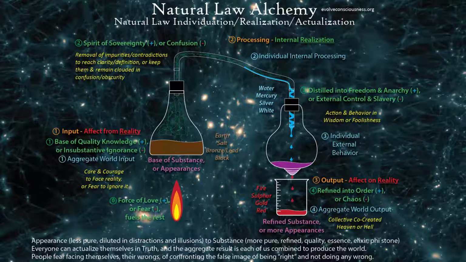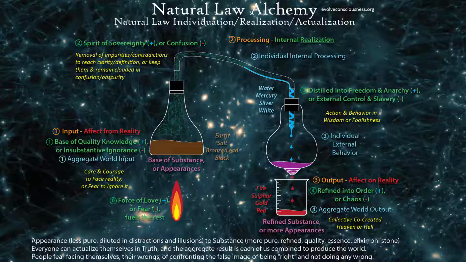So first was the liquid with the impurities, or the less pure substance, or the less pure appearance. Then we distill it in order to remove contradictions. Then what we end up with in the third phase is we distill ourselves into manifestations of freedom and anarchy externally. If we're operating in the force of love through quality knowledge and sovereignty of ourselves, then we end up with freedom and anarchy externally, manifested by each of us. Or if we're going from fear and ignorance and confusion, then we end up in external control and slavery.